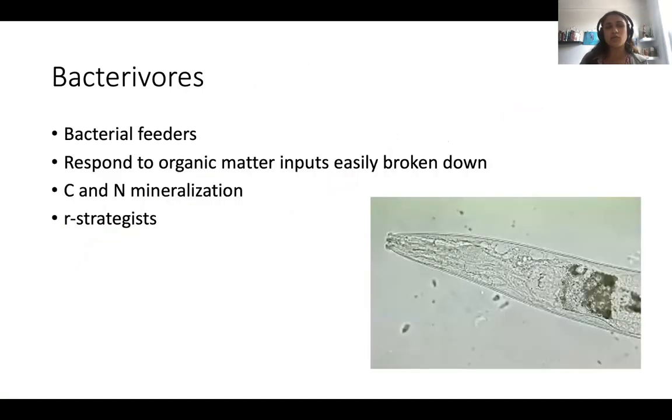So let's talk a little bit more about the nematodes as R strategists. R strategist nematodes can take the form of bacterivores. So they are primarily bacterial feeders. They respond to organic matter inputs that are easily broken down. And they are really responsible for this carbon and nitrogen cycling and the breakdown of organic matter, and then making that carbon and nitrogen into something that the plants can then take up.